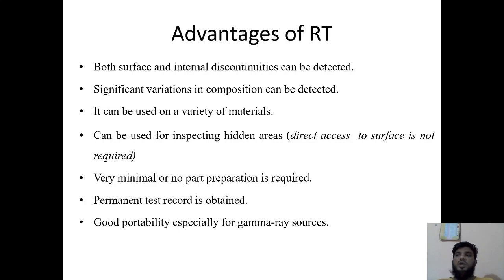For example, if you are using cast iron, the variations in composition give different kinds of dark and bright outputs. It can be used on a variety of materials. It can be used for inspection of hidden areas, like the broken bones we have already seen, or a broken material, which can be easily visualized. Very minimal or no part preparation is required. When you go to a doctor, he does not apply any kind of solution to your hand or bone fracture. He just sends an X-ray beam to pass through your body, based on which you can see the film. A permanent test record can also be maintained easily.